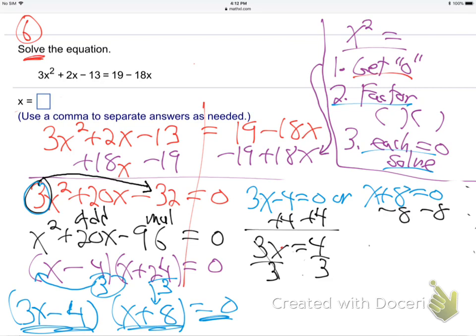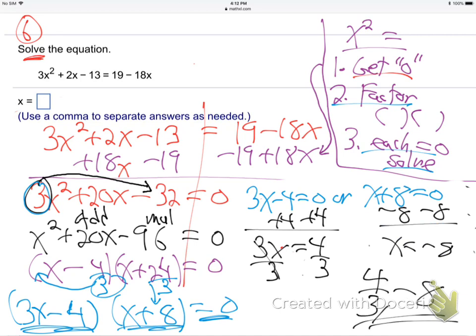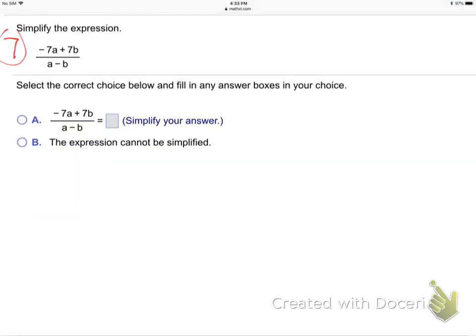Or subtract the 8 from both sides. Minus 8. So the answers are 4/3 and minus 8. They want you to type them in with a comma, just like that. No parentheses or anything else, either order. Okay, so here's number 7.